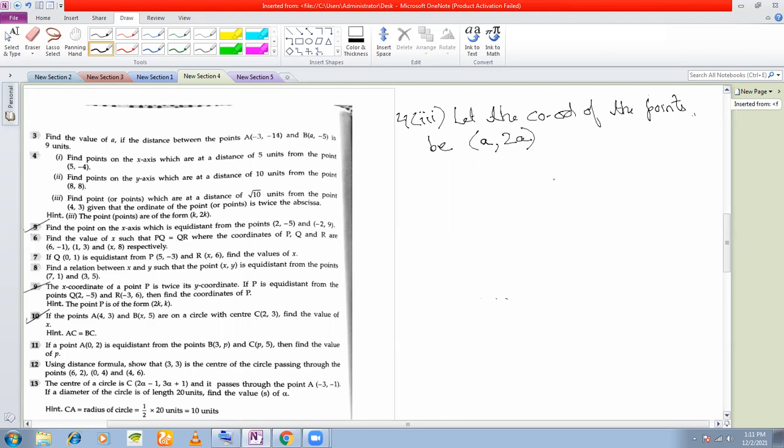So this is the coordinates of it. Let's call this point A. So let the coordinates of the point be a and 2a, which is at a distance of how much is given? Root 10 units from the point 4, 3. Let's call this point B.